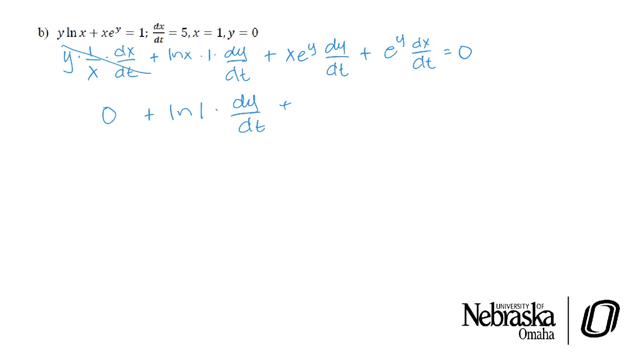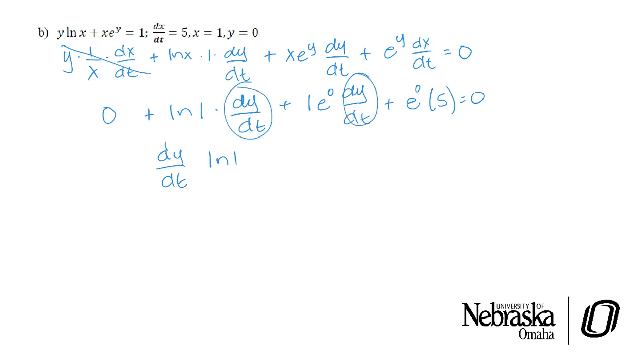Again, x is 1. Then we have e to the 0, which is also 1, times dy/dt, again, that's what we're solving for. E to the y again, so e to the 0 is just 1, and dx/dt is 5. So if we simplify this, we have natural log of 1. We could factor out a dy/dt from each of these terms, right? We have one here, and then I would subtract this 5 over to the right-hand side. E to the 0 again is 1, so 1 times 5 is 5.